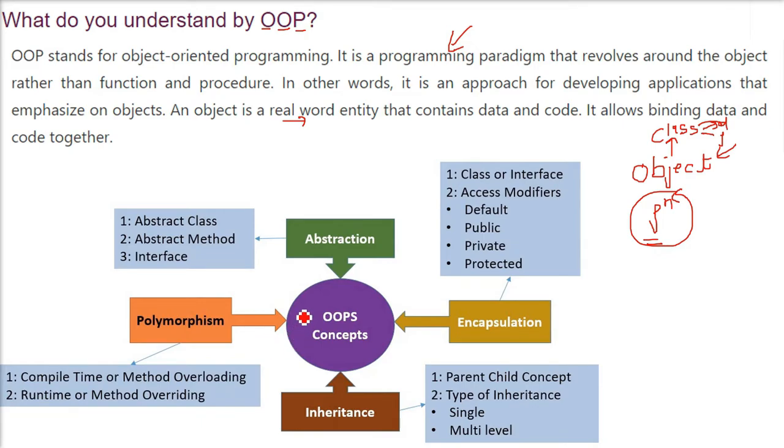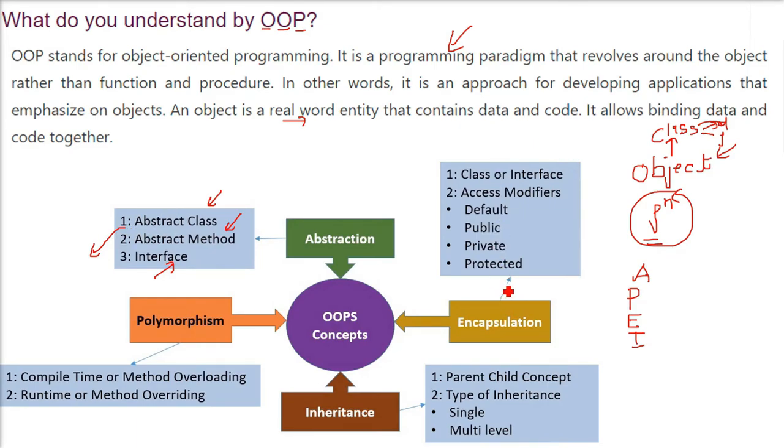OOPS is based on four main concepts. The first is abstraction, the second is polymorphism, the third is encapsulation, and the fourth is inheritance. In any order you can remember it. Abstraction is all about creating abstract classes, abstract methods, and interfaces. In certain programming languages there are interfaces, somewhere not. Basically, you are creating a class with abstract methods, and you just have to implement them. You're not giving the implementation here.